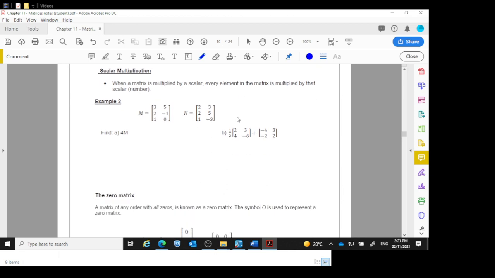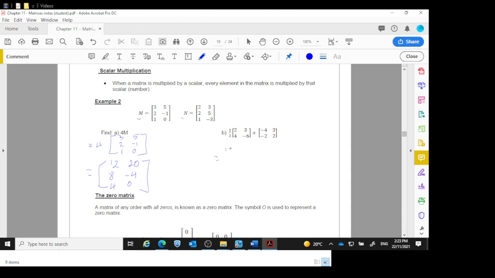A scalar, remember what I said to you, is like multiplying by a number, and it just sits on the outside. So example 2 here, I've got M and N, and part A says 4M, so 4 times the M. Matrix M is 3, 2, 1, 5, negative 1, 0. So I'm going to times everything inside this matrix by the number 4. So 4 3s, 12, 4 5s, 20, 4 2s, 8. 4 times negative 1 is negative 4. 4 times positive 1 is 4. 4 times 0 is 0.